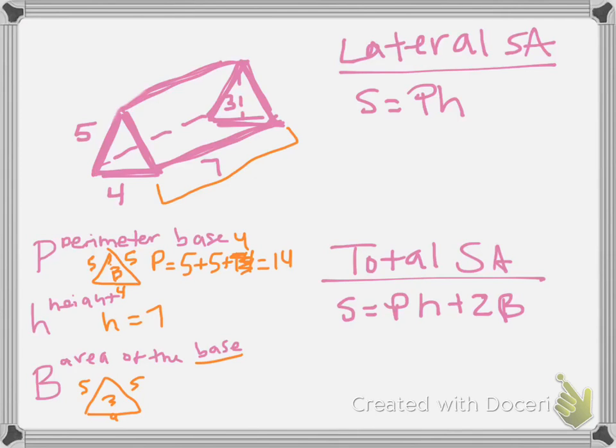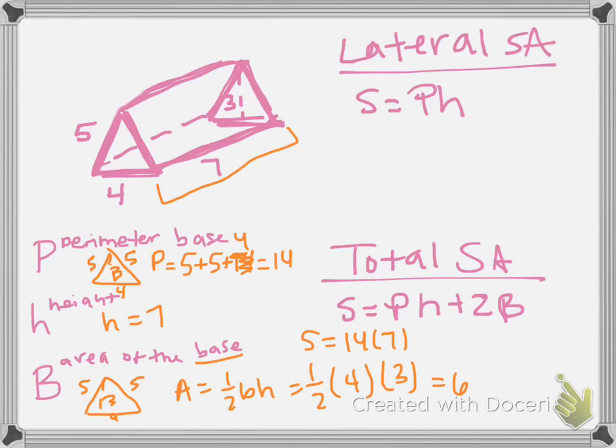I'm pausing real quick, because I'm not just going to multiply random things. I need to look at my formula chart and the area of a triangle. The area of a triangle is 1/2 BH. So 1/2, the base of the triangle is 4, the height of the triangle is 3. This will equal 6. Now that I have my P, H, and B, I can plug it into my formula. So S equals 14 times 7 plus 2 times 6. So I'm using my calculator. And that will give me 110 for the total surface area.